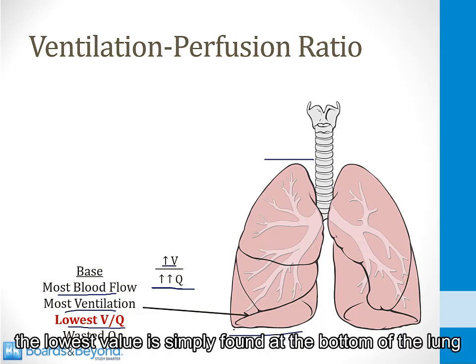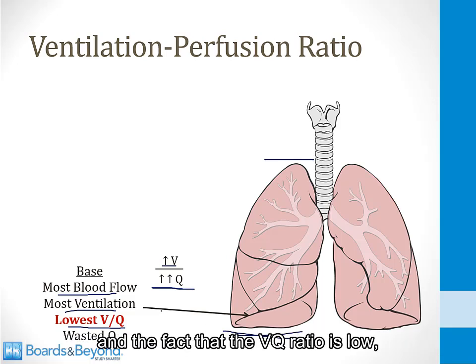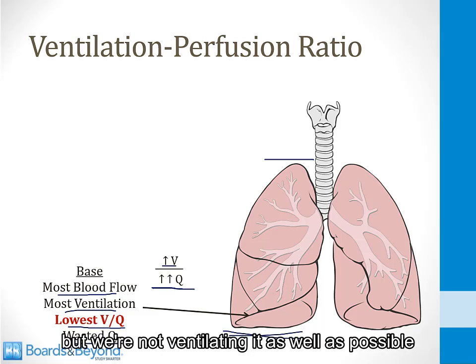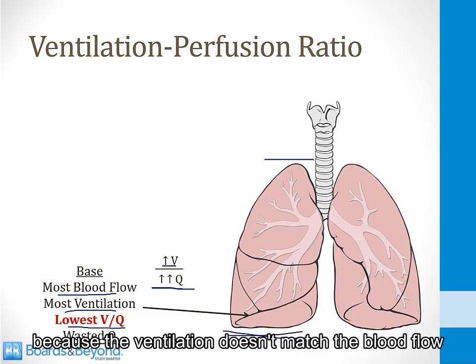And it's very easy to remember. The lowest value is simply found at the bottom of the lung. And the fact that the VQ ratio is low means we're wasting blood flow. So we've got lots of blood flow here, but we're not ventilating it as well as possible because the ventilation doesn't match the blood flow.